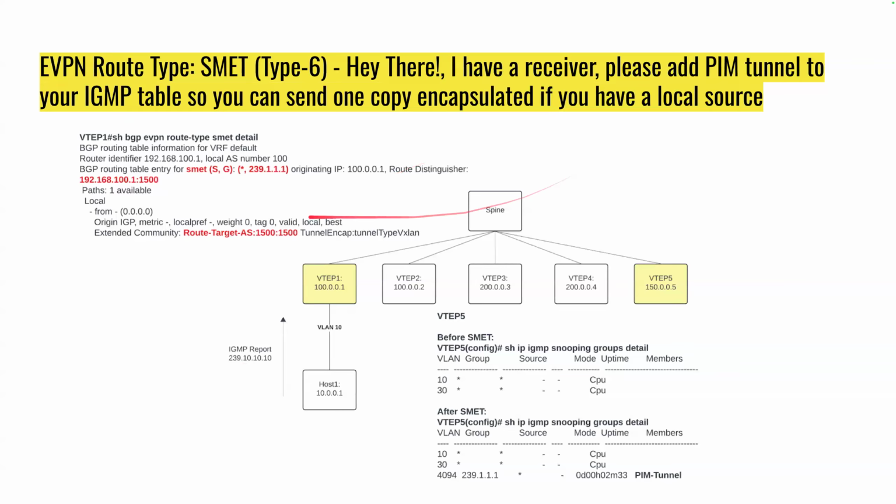Right? So now once VTEP 5 receives this SMET, before the SMET, we see show ip igmp snooping groups detail as something like this, where we do not have any entry for 239.1.1.1. Once we receive the SMET, we see a snooping entry created for group 239.1.1.1, and the member is the PIM tunnel, but the VLAN here is 4094, which is mapped to a dynamic VLAN, not VLAN 10. It is mapped to VLAN 4094.